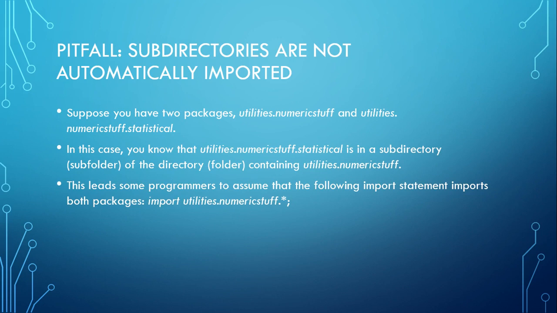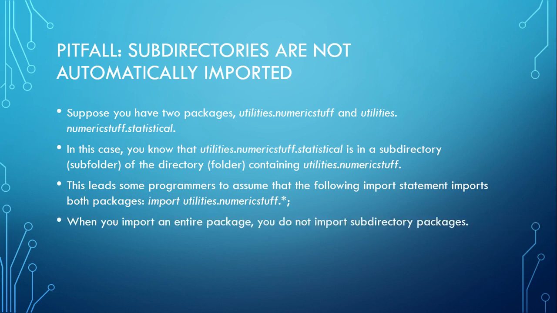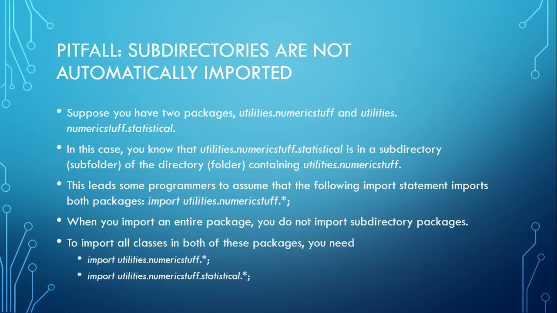Now, some programmers falsely assume that if I want to import both packages, both the numeric stuff and the numeric stuff statistical, I could just do utilities.numeric stuff.star. When you import an entire package, the key thing to note is that it does not import subdirectory packages. So if I wanted that statistical folder, I'm going to actually need two import statements. I'm going to import utilities.numeric stuff.star and utilities.numeric stuff.statistical.star.